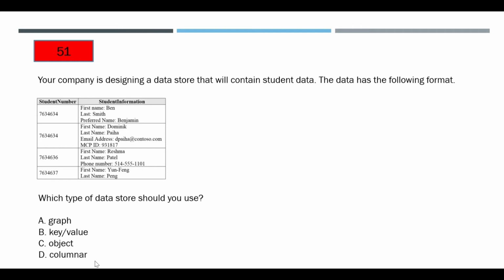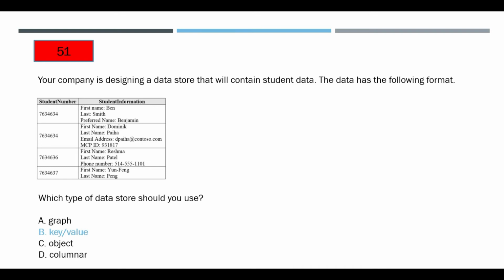And then you have columnar, if you have well-defined and stringent structures, like if you have 5 fields, then all rows should have all those 5 fields populated, and you can have a not null and a null definition. So in this case, key value store will suffice because it is flexible. In some cases the data has a preferred name, in some cases it has an email address and so on. So that should suffice in the key value store. So this is our answer.